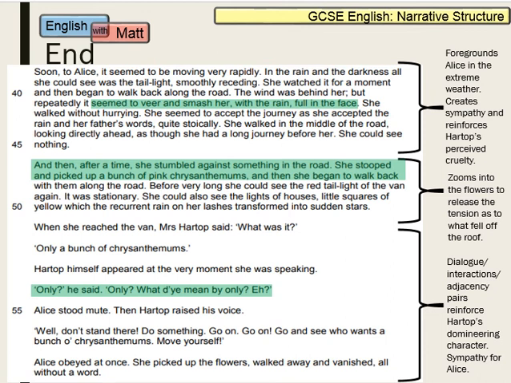He's just concerned about making money for his family. And then as we end the extract, we return back to dialogue. So we again transition from description to dialogue, back into some adjacency pairs and some interactions, which again reinforce Hartop's domineering character.